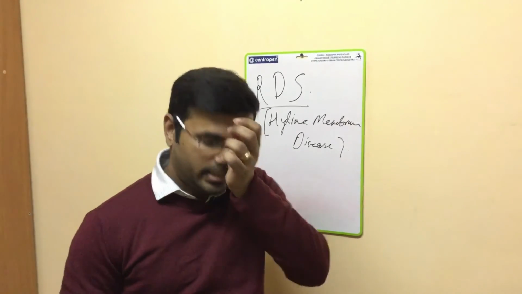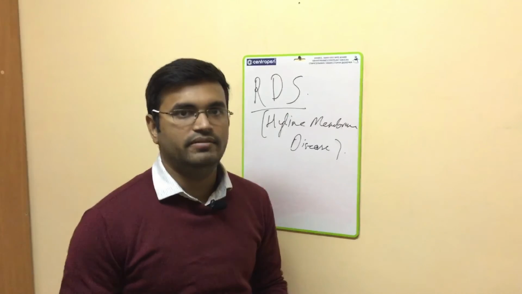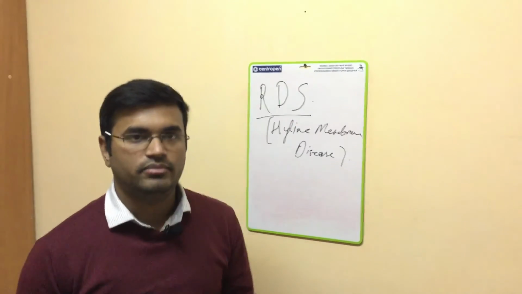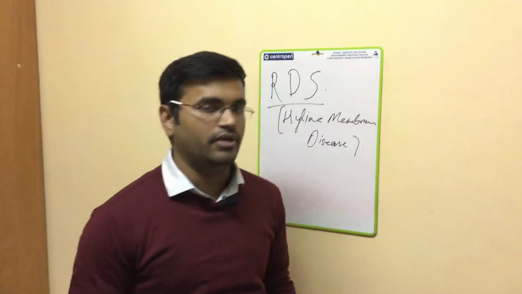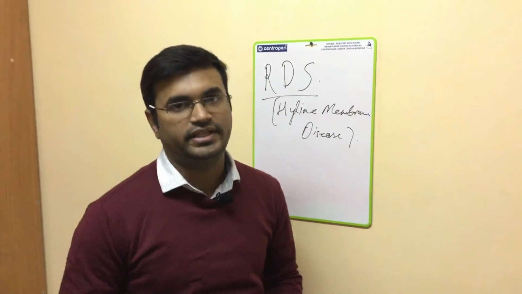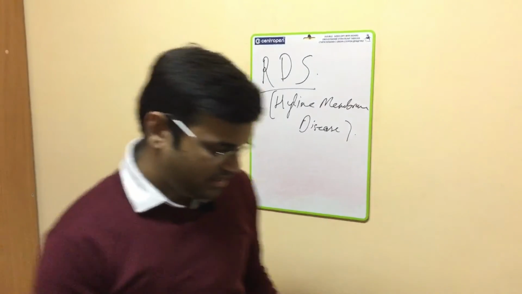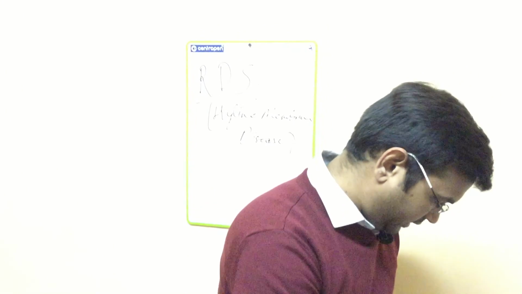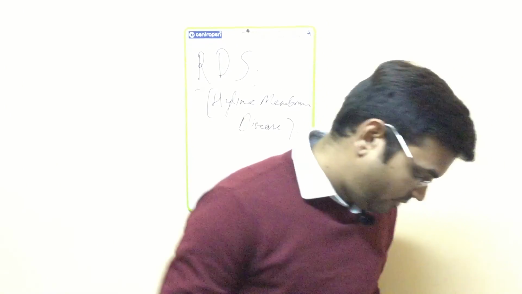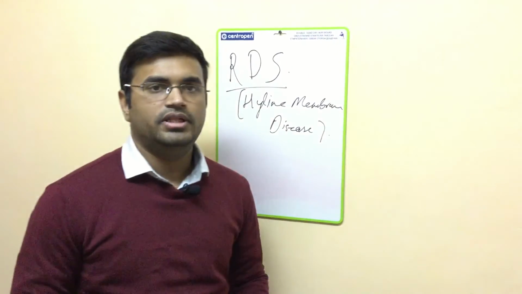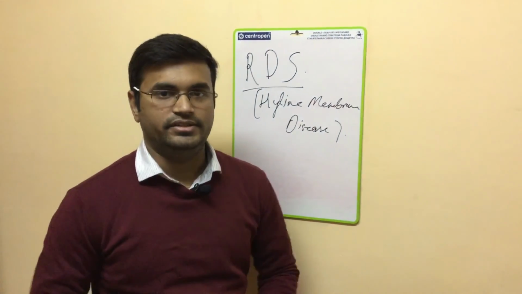So for preterm mothers who are giving birth, we give them glucocorticoids, because glucocorticoids increase the production of surfactant in the babies. Okay, friends? So this is the thing. I will be teaching airway resistance in the next lecture. Thank you.